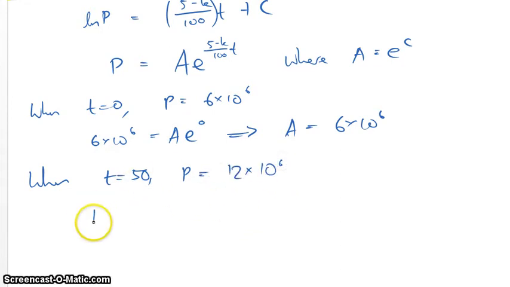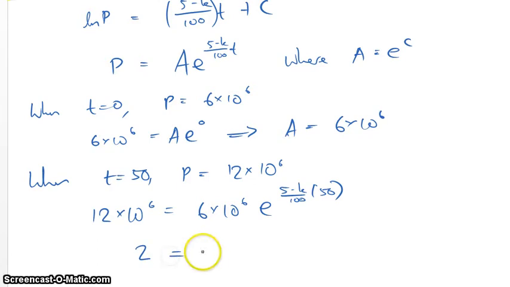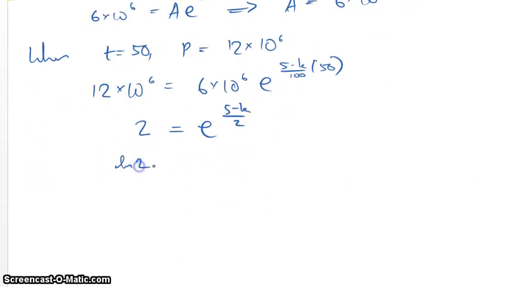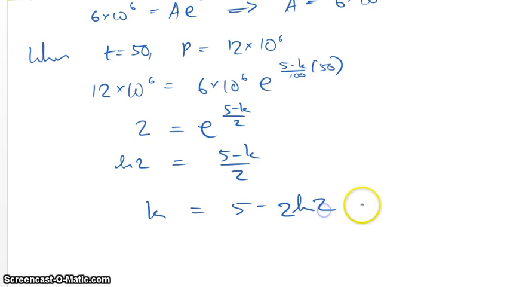So that means we get 12 million is 6 million e to the power of (5 minus k) over 100 times 50. And we can solve that. So we get 2 is equal to e to the power of (5 minus k) over 2. That gives us ln 2 is equal to (5 minus k) over 2. That k is equal to 5 minus 2 ln 2, which is approximately equal to 3.61 to 3 significant figures.